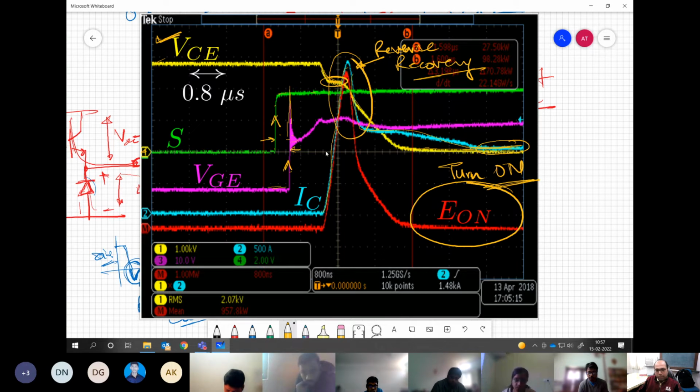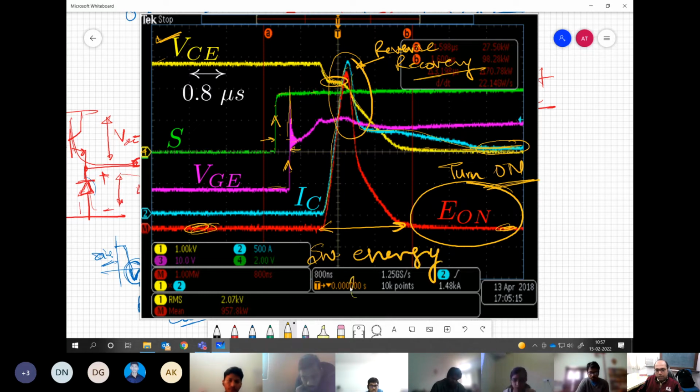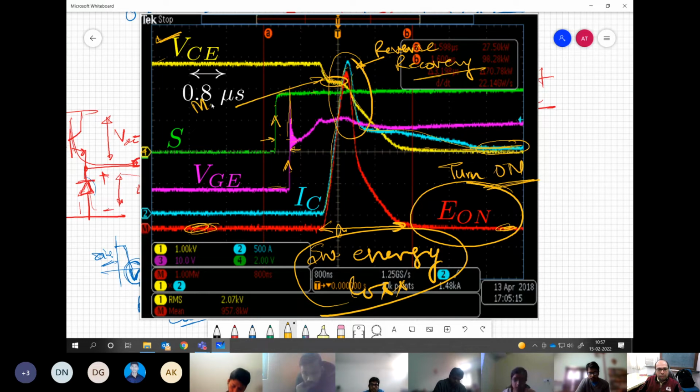So this red waveform is basically indicating, see here it is 0, here also it is almost 0. In between, this is coming as some curve, which is very high. The value is high. So we have switching energy loss associated with the turn on of the device. Understand the point? So remember these instances.